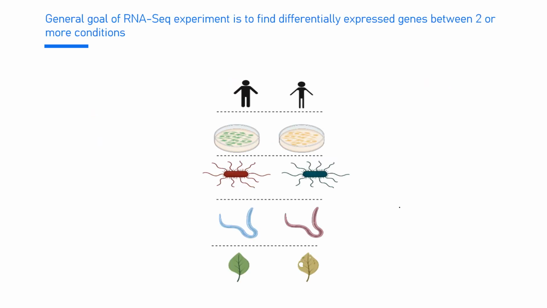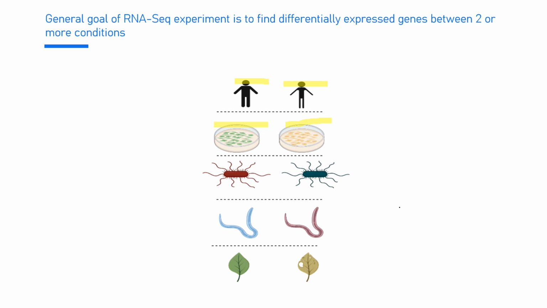The general goal of an RNA sequencing experiment is to find differentially expressed genes between two or more conditions. Let me give you an example. We could be interested in identifying the effect of a food supplement in a healthy group of individuals versus the effect of the food supplement in an anemic group of individuals or patients. Or let's take the second design. We could be interested in studying the differences in gene expression between a wild-type cell line versus a cancer gene knockout cell line.